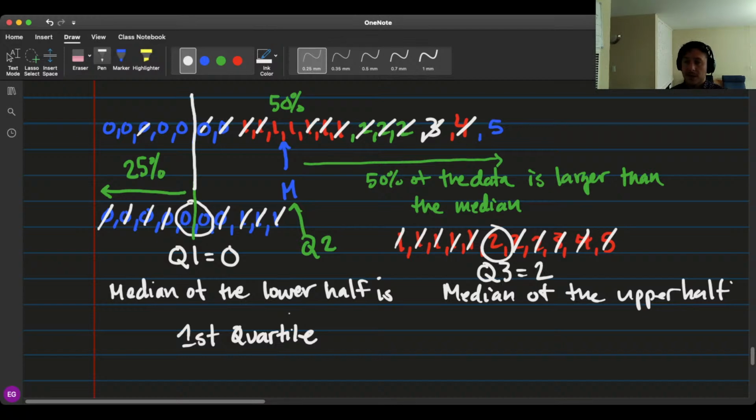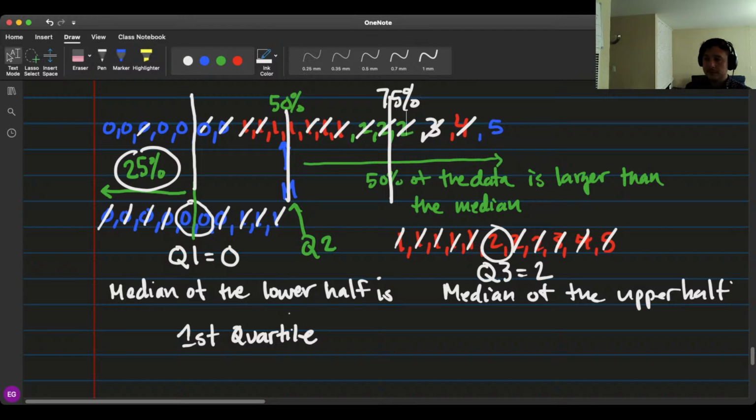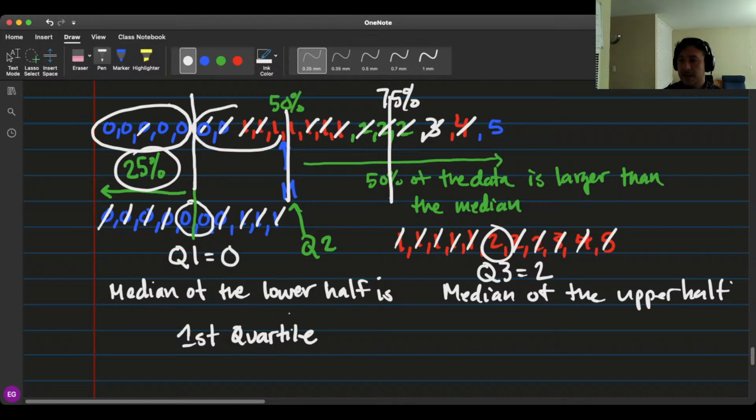Because Q1 is here at 25%. The median is at 50%. And the next one is at 75%. 3 quarters is 75%. So what this does is it splits your data into 4 equal parts. This is 25%. This is 25%. That's 25%. And then that's 25%.